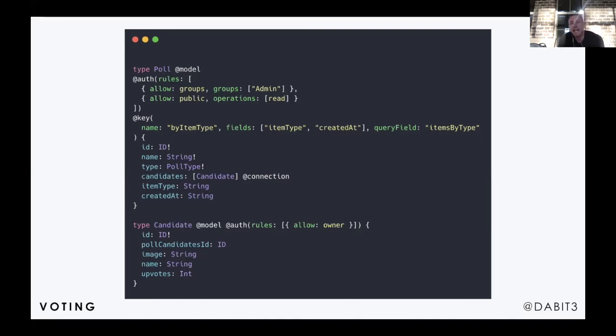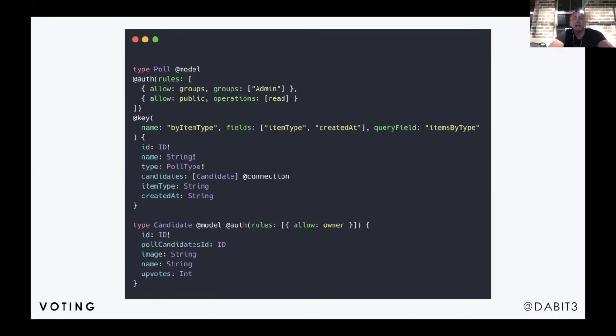And then we have a candidate type, and each poll is going to have at least two candidates, right? The candidate has a poll candidates ID, which is essentially the relationship between the poll and the candidate. The candidate can have an image or not, because maybe it's a text poll. So let's say there are basically two types of polls you can create, images or text. If it's an image, it'll have an image. If it's text, it will have a name.